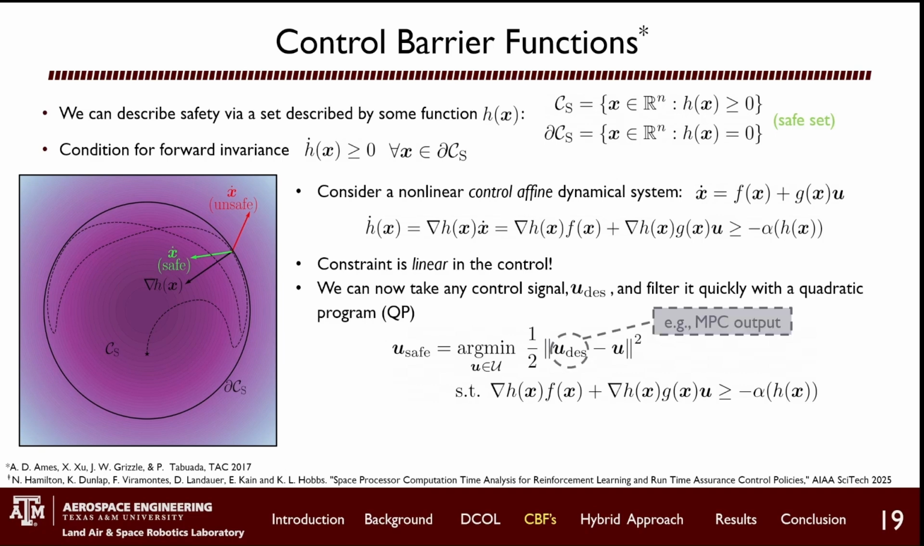And so this U desired, this control signal, could be anything. So in our case, it could be the MPC output, for example. And so we solve this optimization problem where we try to get as close as possible to the desired signal whilst adhering to these convex control constraints, which will guarantee safety of the system.